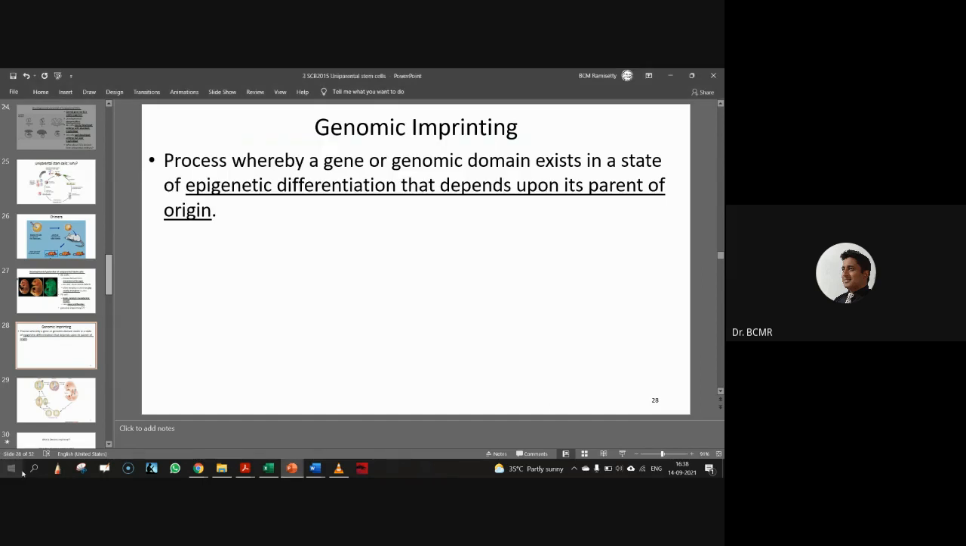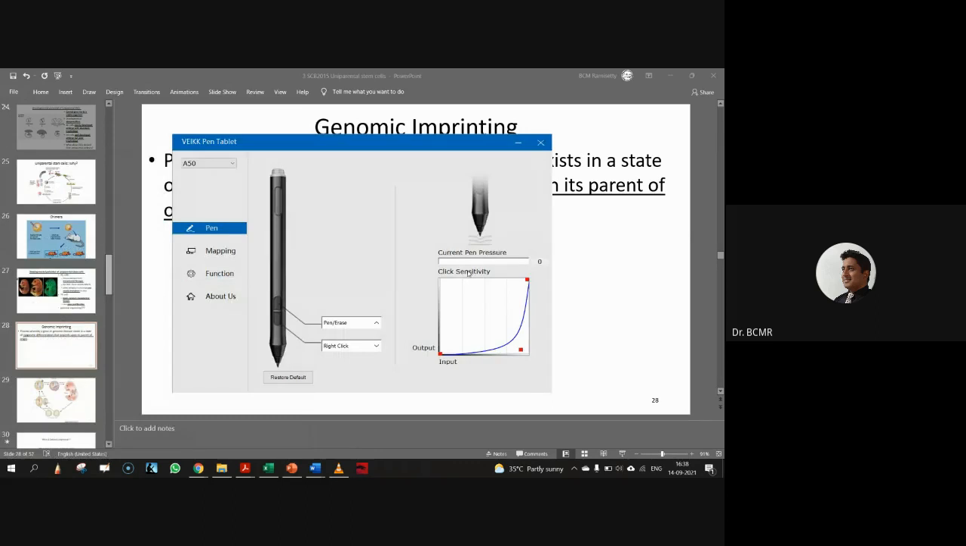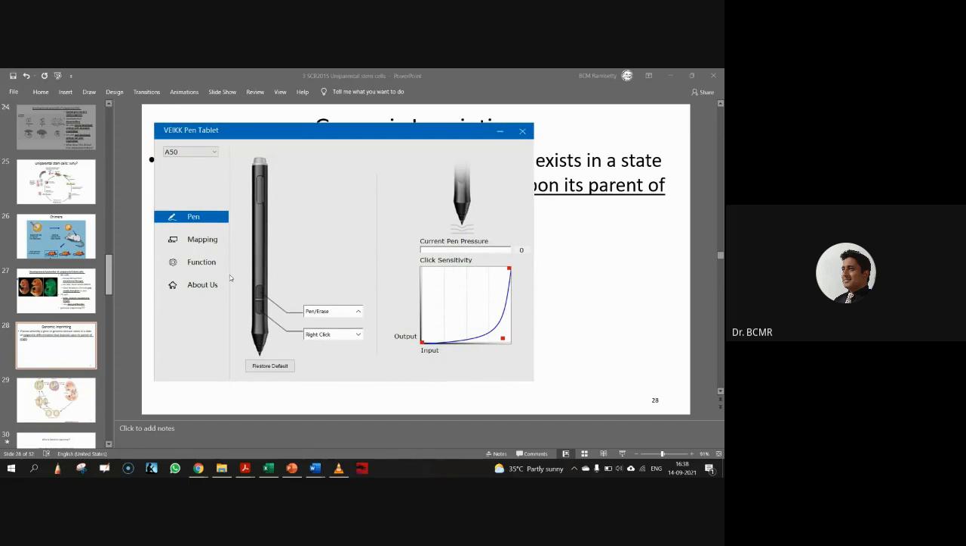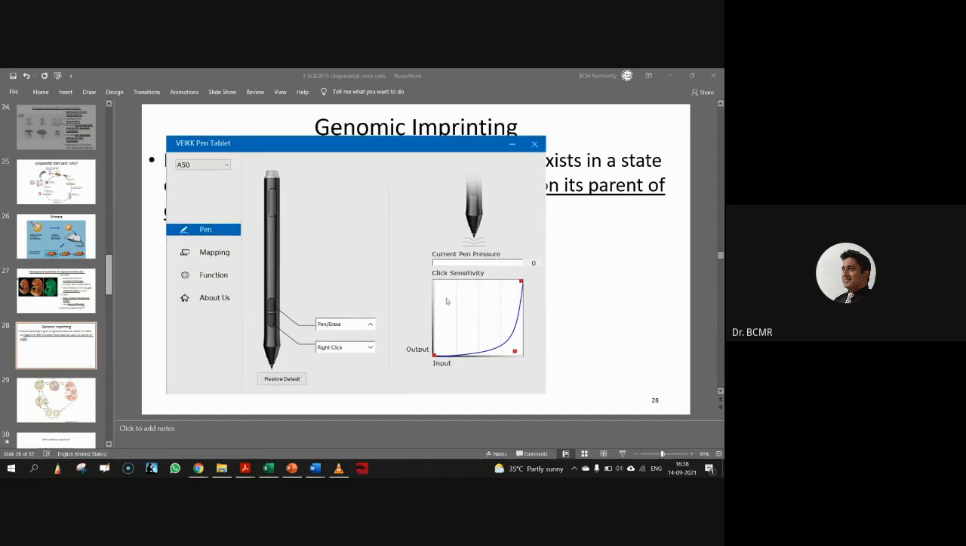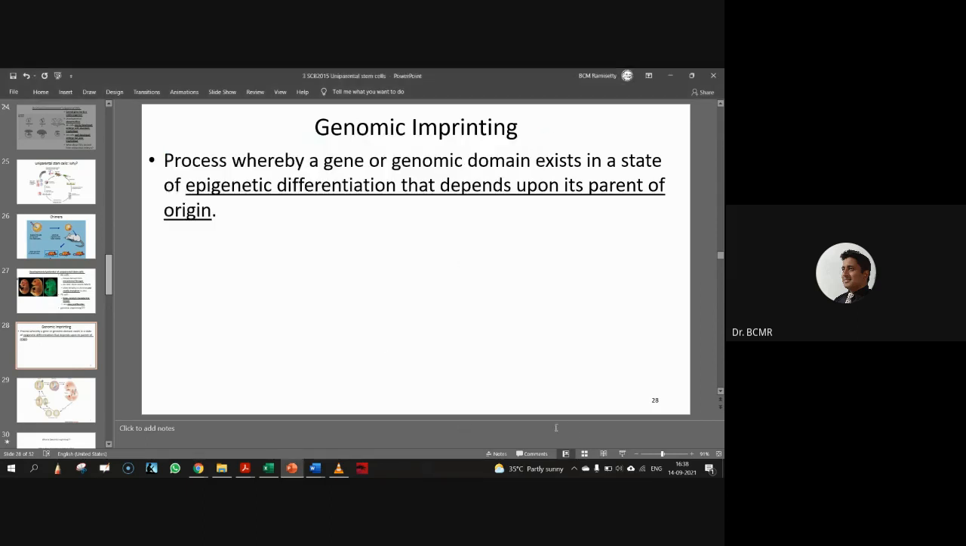Okay. Maybe I have to reinstall this. I'll do that at a later time. Maybe I have to restart my computer, but I'll do that later. Let's just go ahead with this.